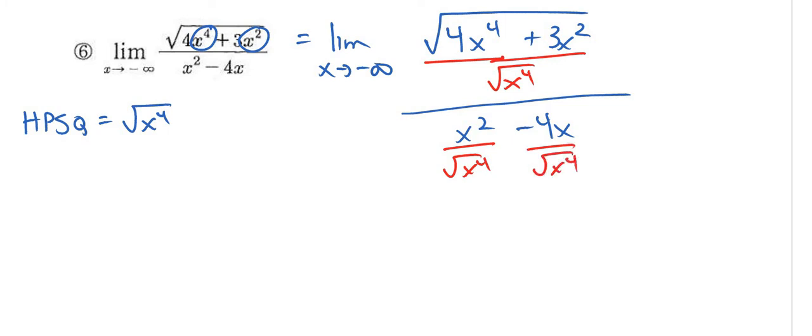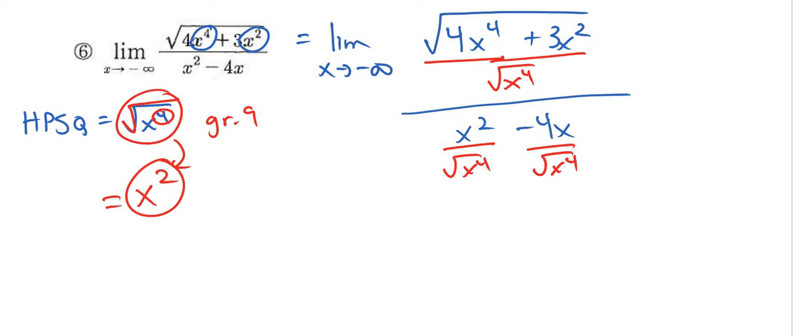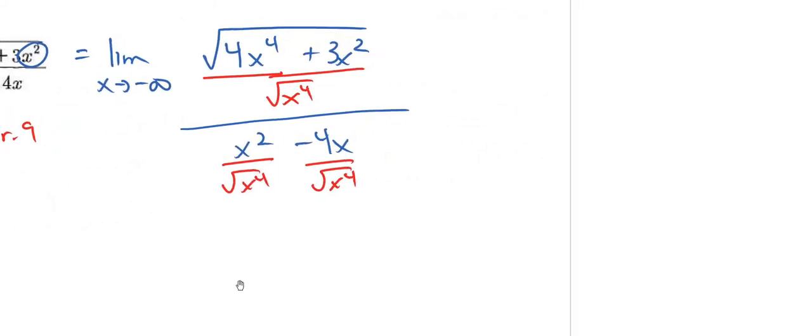All right, now going back to like a grade 9 math class, if you have something like that, that's the same thing as x to the power of 2. So the square root sign and this even power 4 simplifies to just x to the power 2. So let's keep that in mind when we're solving this problem.